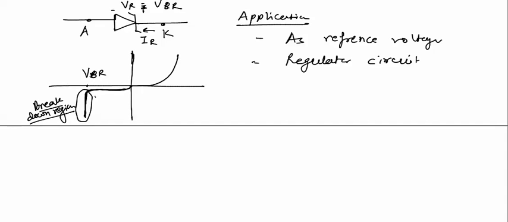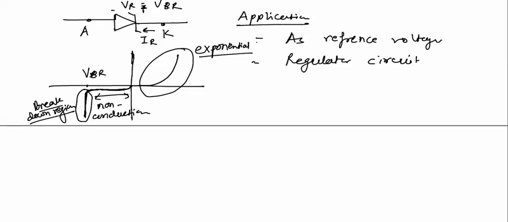Breakdown region. In this particular region it is not conducting, means this is non-conducting region. And in this particular region it is operating like a normal PN junction diode, and an exponential curve will be obtained. The cut-in voltage for Zener diode will be 0.7 volt because it is always fabricated with silicon, not 0.2 volt.